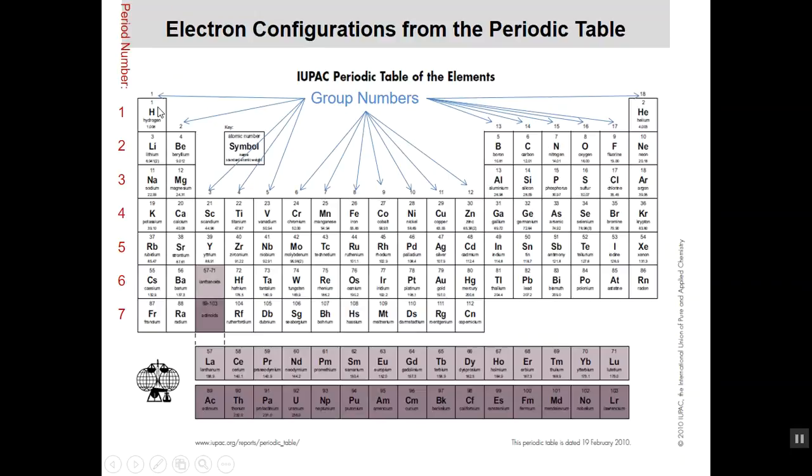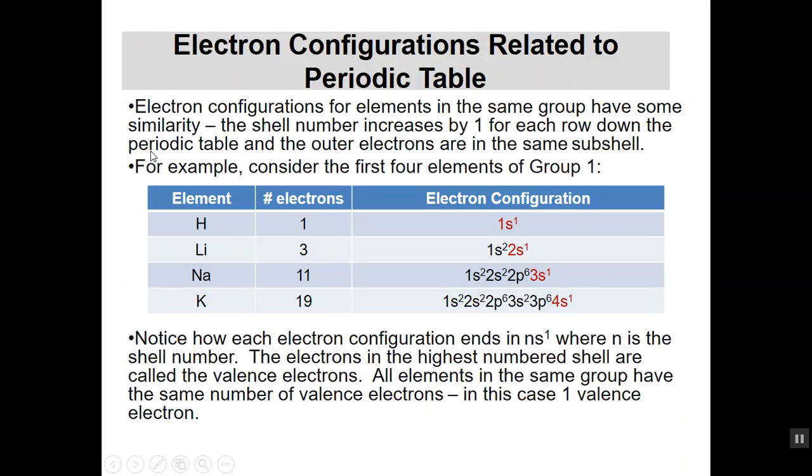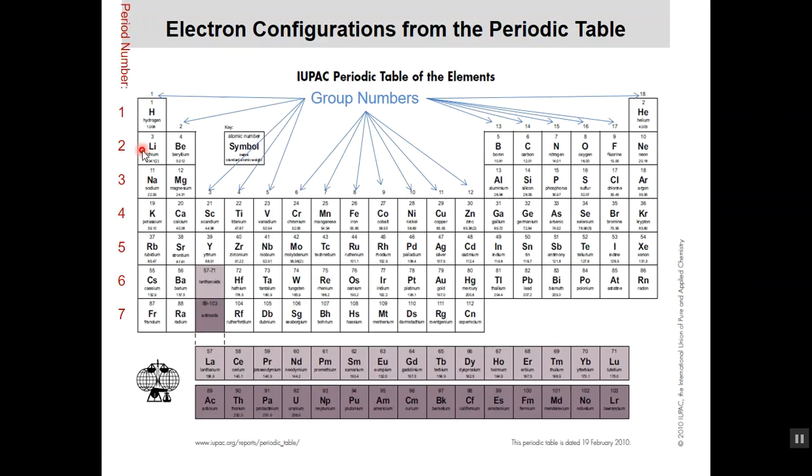Valence electrons are the number of electrons in the highest numbered shell of the atom. So for example, if I go to lithium up here, it ends in 2s1, so it has one valence electron, because there's only one electron out there. If I go to beryllium, these will all end in s2. So beryllium will be ending in 2s2, 3s2, 4s2, all the way down the road.